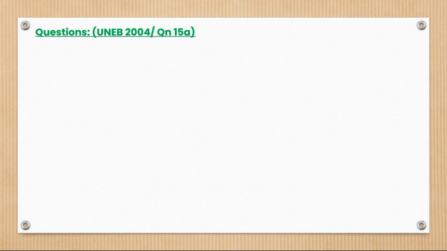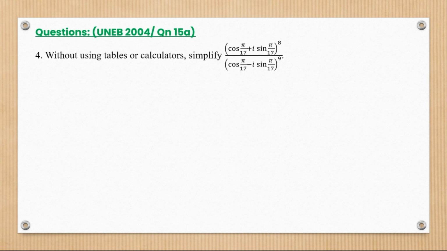Let's look at a question from UNEB 2004, question number 15A. We're being told, without using tables or calculators, simplify that. So we have (cos pi over 17 plus i sine pi over 17) to the power 8, and at the denominator, we have (cos pi over 17 minus i sine pi over 17) to the power 9. So how do we simplify this?